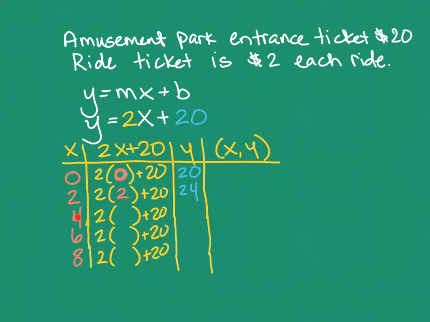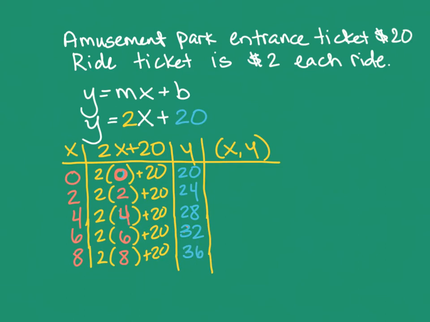If x is 4, if I went on 4 rides, I want that red. 2 times 4 is 8, plus 20 is 28. If I went on 6 rides, I'm going to put that there. 2 times 6 is 12, plus 20 is 32. I want that blue. And if I went on 8 rides, run it through the equation. 2 times 8 is 16, plus 20 is 36.